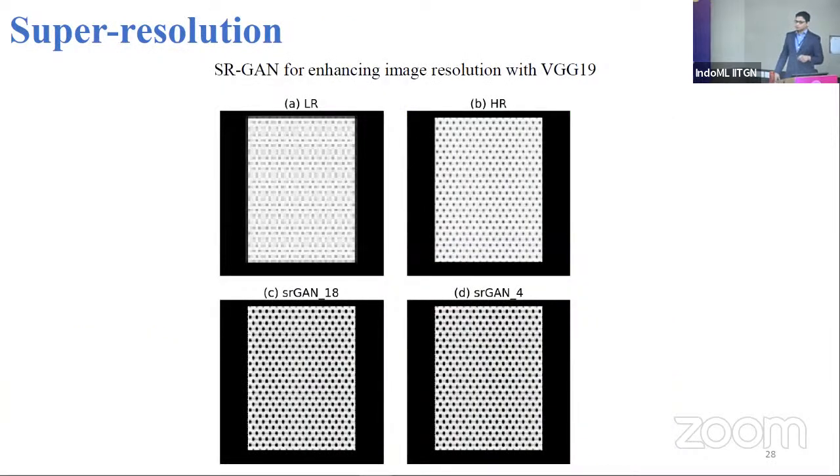We also tried super resolution. In the literature, there are images, but they are very low resolution. So we trained a model to enhance the resolution of these images using a GAN, Generative Adversarial Network.